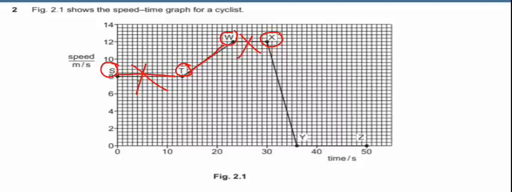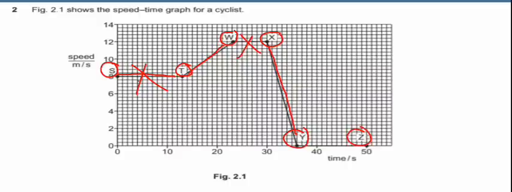Then let's look at X and Y. What was happening here from X up to Y? Here there was constant deceleration. When you say constant deceleration, it means the cyclist was reducing in speed from X up to Y. Then from Y up to Z, we can just say the cyclist was not moving.